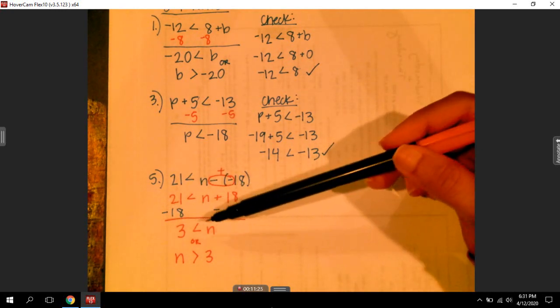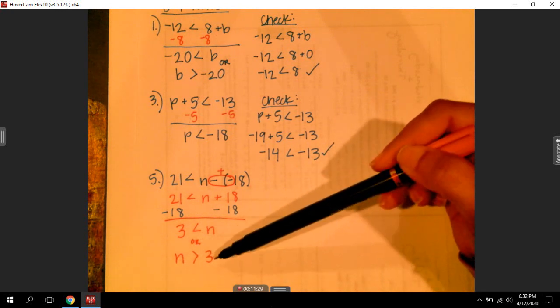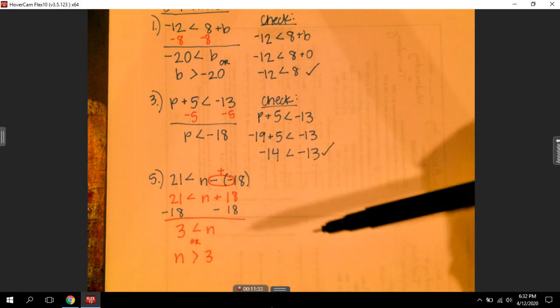So if 3 is less than n, it's easier to figure out, okay, n has to be greater than 3, so 4 is greater than 3, so I can use 4 to check it. Okay.